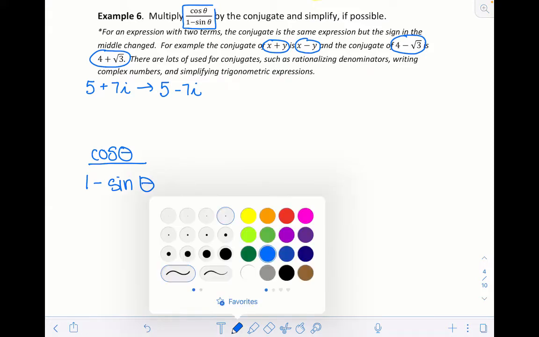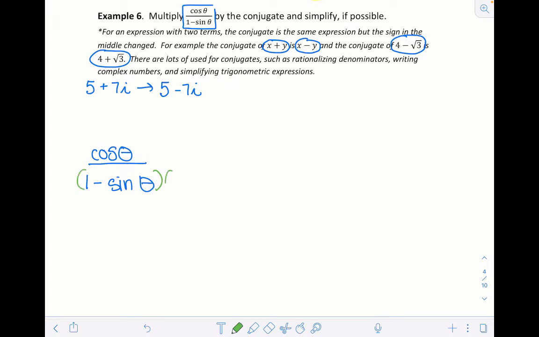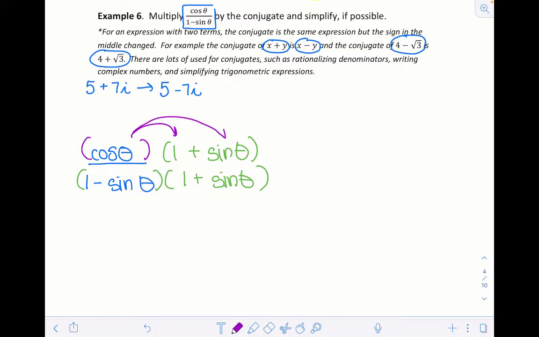And so in this case, if we're looking at the denominator specifically, the conjugate is going to be 1 plus sine of theta, because the idea of conjugates is that we rewrite the exact same thing, but just change it from addition to subtraction or subtraction to addition. And now let's go ahead and multiply. The top is just going to be distribution. So that's going to become cosine theta times 1, which is just cosine theta, plus cosine of theta times sine of theta.